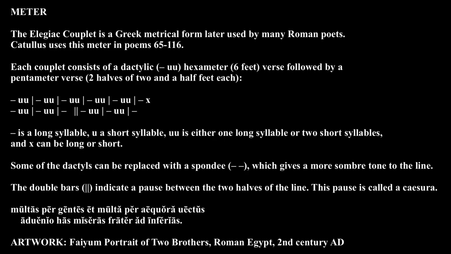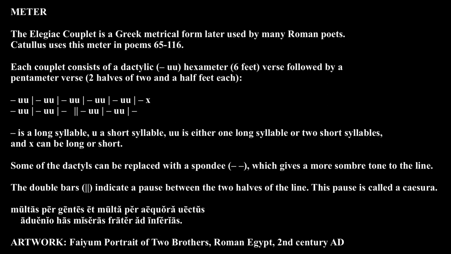The meter of this poem is called the elegiac couplet, which is a Greek metrical form that was later used by many Roman poets. Catullus was probably the first Roman poet to use it on a grand scale. He uses the elegiac couplet in his poems 65 through 116. Each couplet consists of a dactylic hexameter verse. A dactyl is long, short, short. Hexameter means 6 metrical feet, followed by a pentameter verse. Pentameter is 5 feet, and it's actually 2 halves of 2.5 feet each.